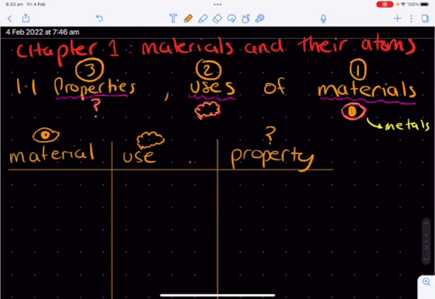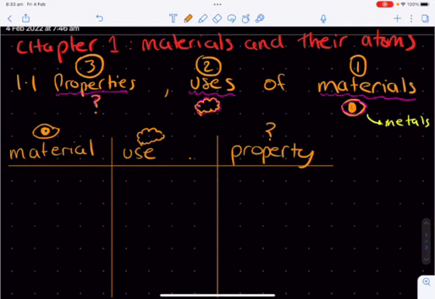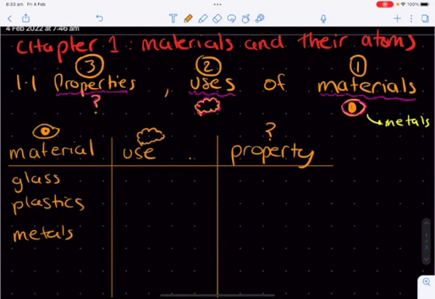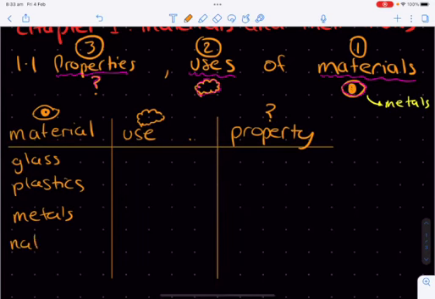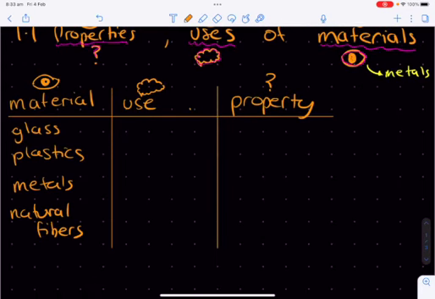First, we're going to consider what materials we use in everyday life. We use glass, plastics, metals, and natural fibers, for example, wool. There are many different materials, but let's start off with these ones for now. Glass, we use in bottles and so on. We use these in containers of sorts, so often in packaging of foods.